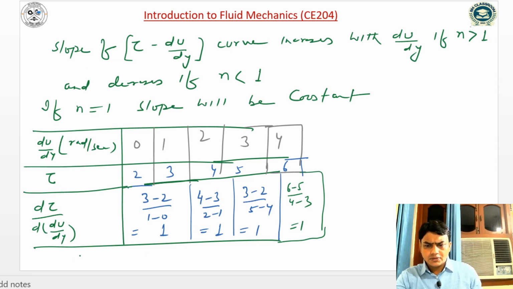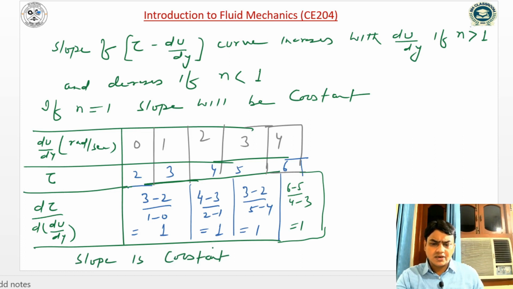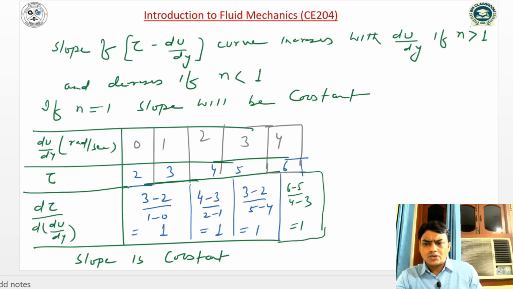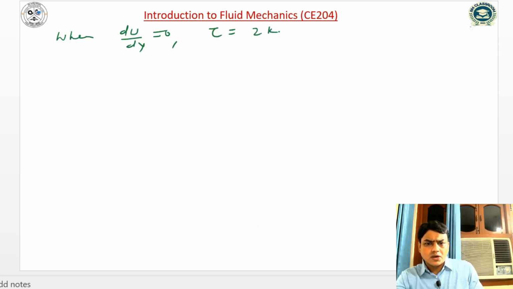So we can write, slope is constant. When the slope is constant, it can be a Newtonian fluid, or a non-Newtonian fluid where the fluid is ideal plastic or Bingham plastic. This is because here the initial yield stress is not zero: when du by dy is 0, the shear stress is 2 kilopascal.